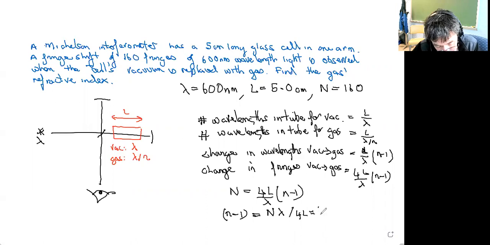So 160 was the fringe shift. The wavelength is 600 nanometers. That's 0.6 microns. I'm going to work in microns here for convenience. In the denominator, we've got a factor 4. And then we've got the length of the cell. It's 5 centimeters. That's 50,000 microns.